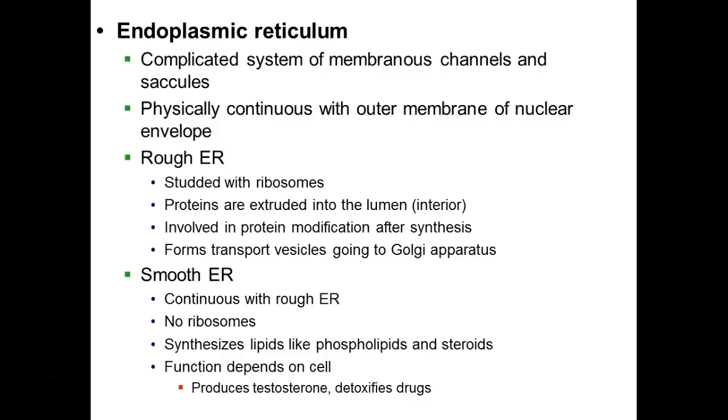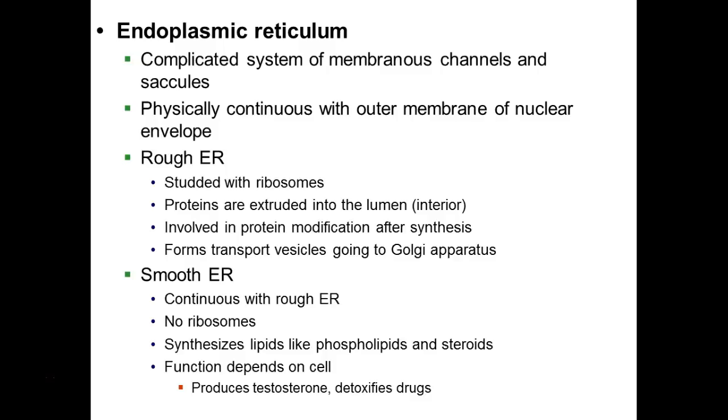The smooth endoplasmic reticulum is continuous with the rough endoplasmic reticulum but has no ribosomes. So the function of the smooth ER is to make lipids, like phospholipids and steroids. So you know phospholipids are found in the cell membrane, steroids are hormones. So the function depends on the cell.